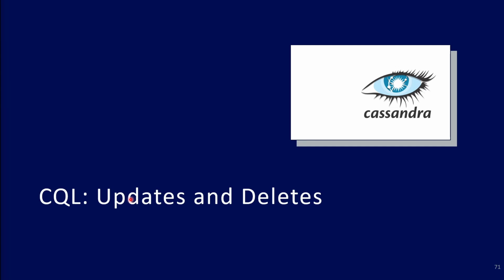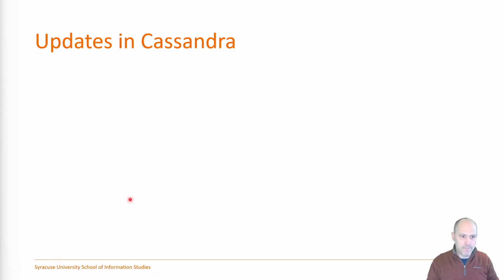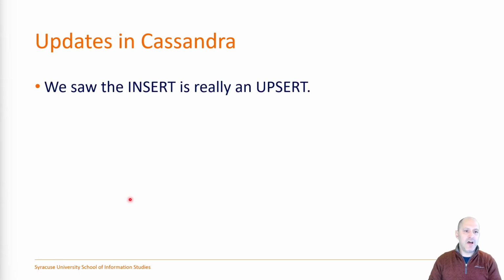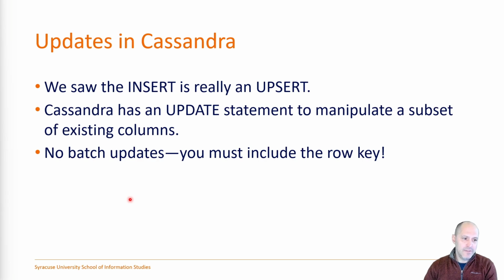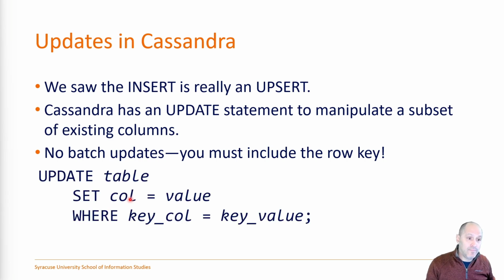All right, let's talk updates and deletes in Cassandra. We saw that an insert is really an upsert. Cassandra also has an update statement. We can use it to manipulate sets of data. There are no batch updates and no bulk updates. You must include a row key when doing an update. There's no way to say update all these and add one to some value. You can't do that like you can in relational. You must include the entire row key to do an update. So: update table, set column to value where your key column equals your key value.